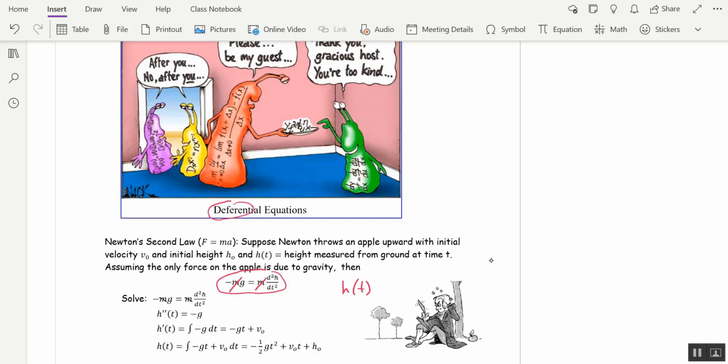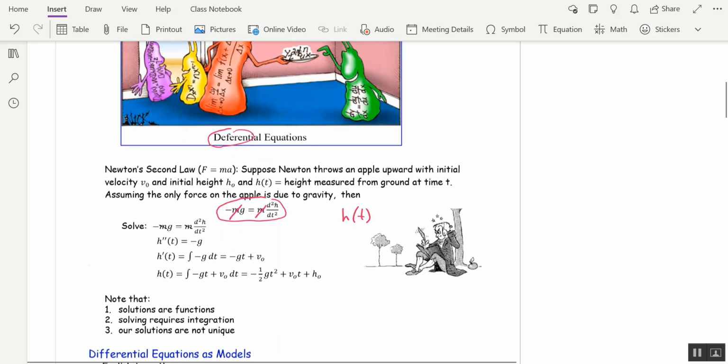So the m's cancel, and I end up with the differential equation h double prime. I'm switching notations here. h double prime is negative g. g is a constant, acceleration due to gravity. To undo that second derivative and get to the first derivative, I can integrate both sides, and that gives me h prime, that's the velocity, is negative gt plus some constant. I'll call it v naught for initial velocity. And then finally, to get the height, I can integrate again, and I'll pick up another constant.